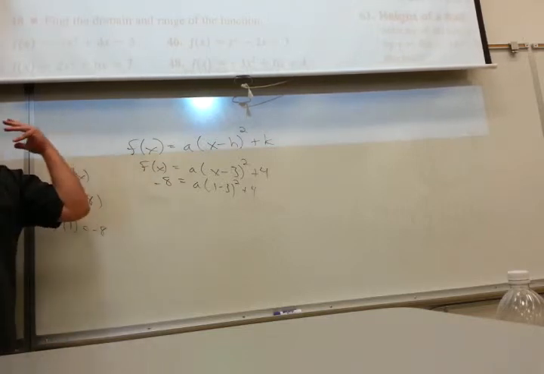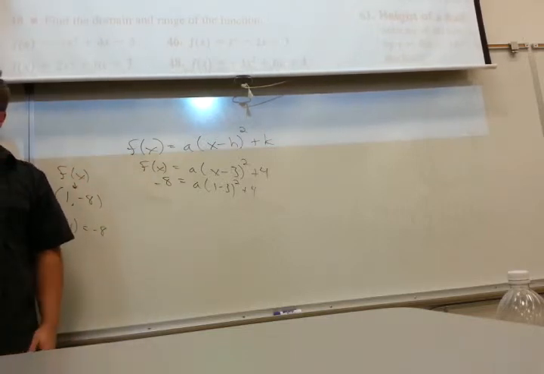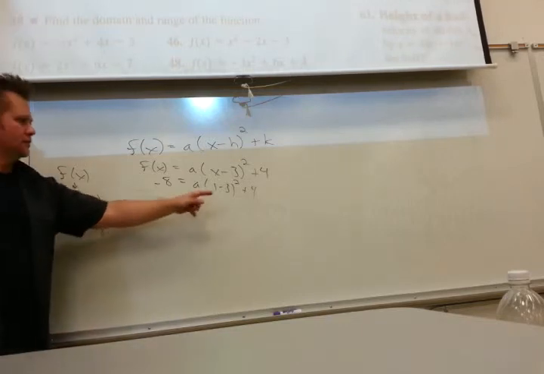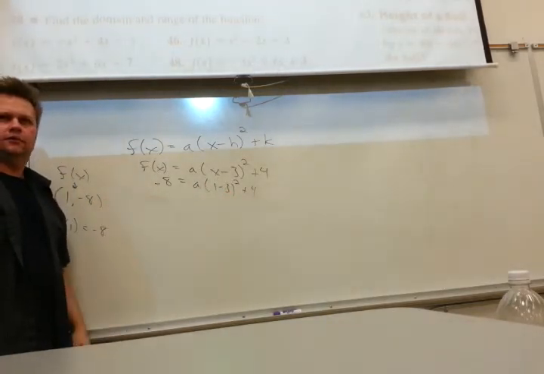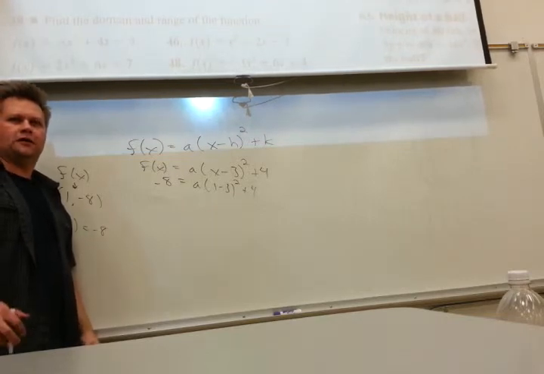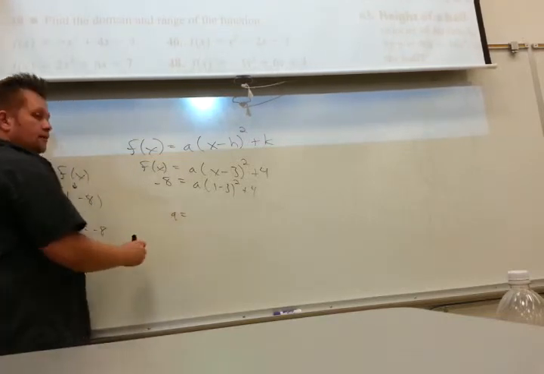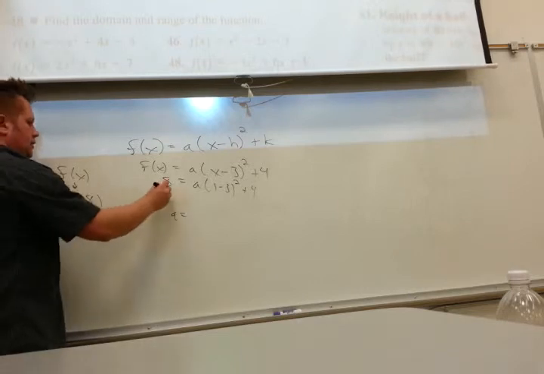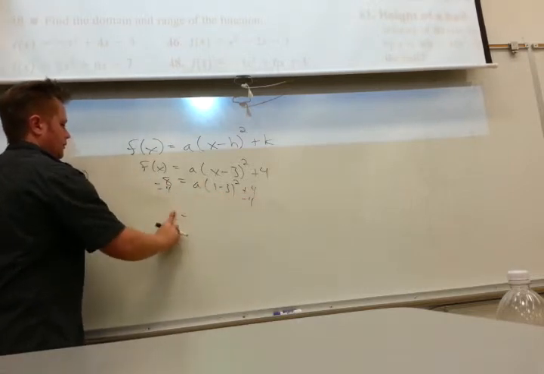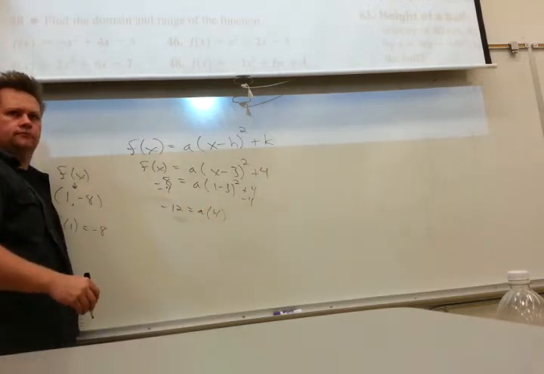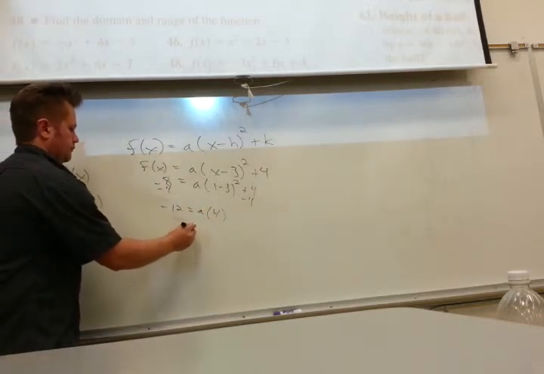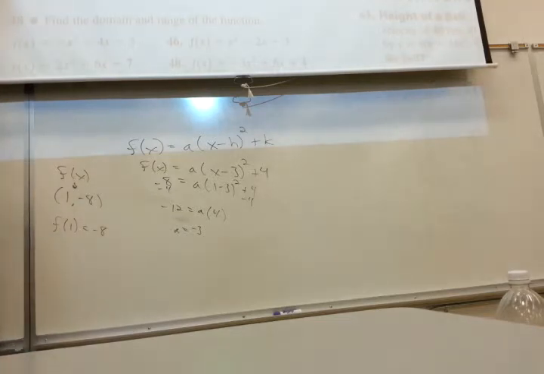If you can't solve that, I will cry a little bit. Negative 1. Right? Subtract the 4, negative 2 squared is 4, divide by 4. So what do you get? Negative 1 minus 4, get negative 12 equals a times 4. Oh, wait. Negative 3. Negative 3.